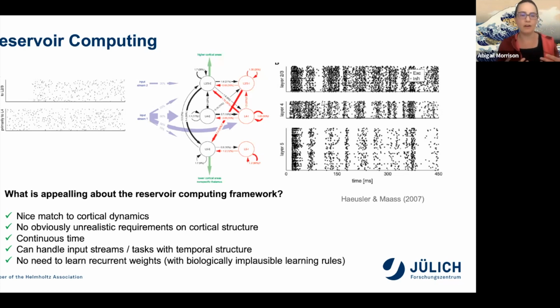And also the paradigm doesn't make any unrealistic requirements on the cortical structure. It doesn't require all-to-all connectivity or strictly feed-forward connectivity or anything like that. So that's nice. It can handle inputs in continuous time, and therefore tasks that have some temporal structure to them. And we don't need to learn the recurrent weights with some biologically implausible learning rules. We can leave those static. And that's also interesting if I get time to move on to neuromorphic computing. If we can avoid training recurrent weights, that's a very nice thing for a neuromorphic system.